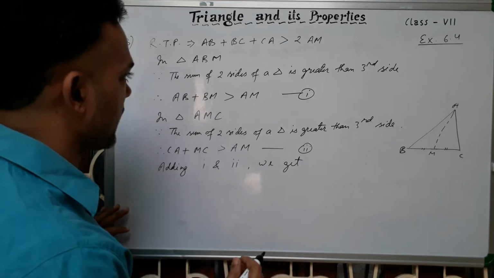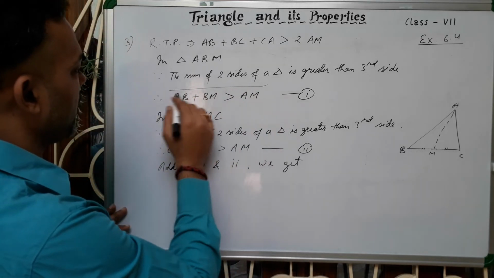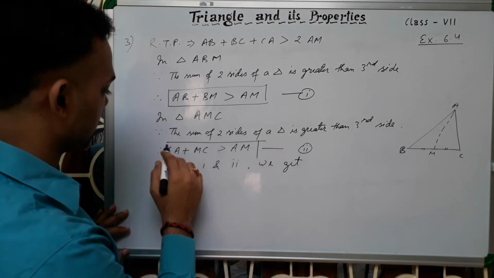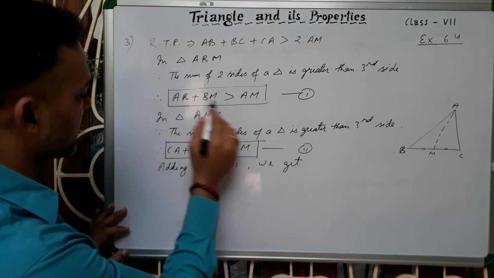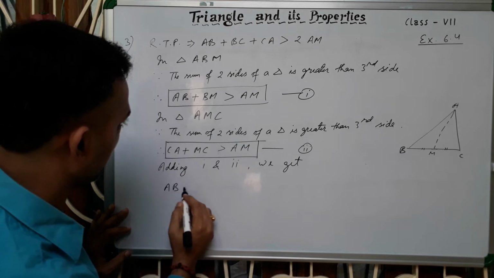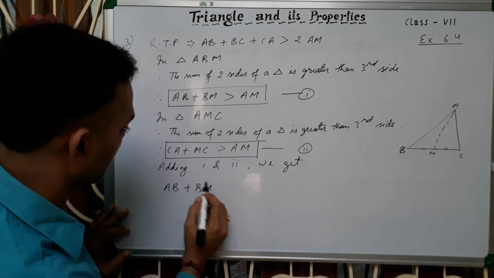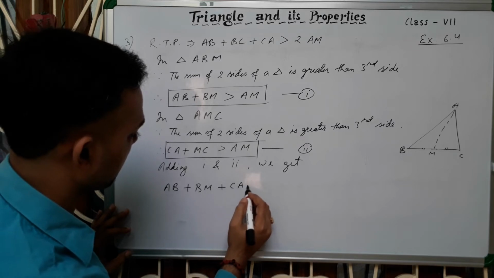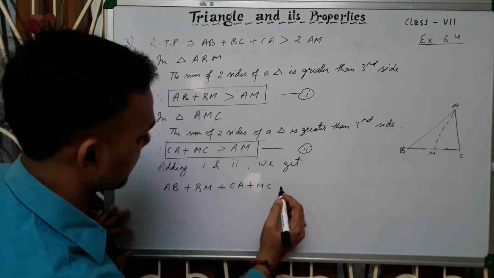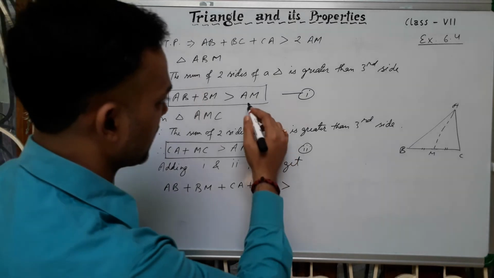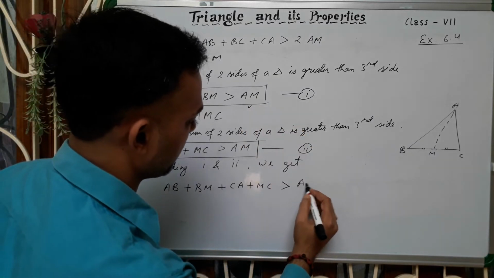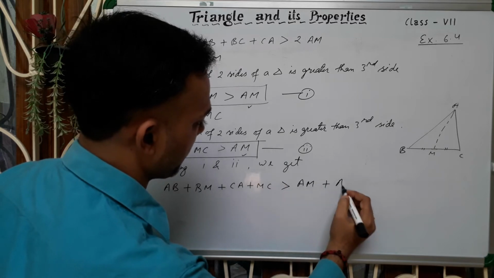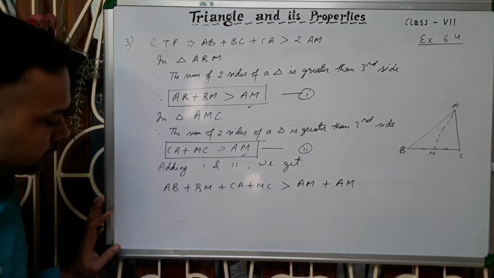What do we get when we are adding? Now see, I am adding this and this. So first I am taking this AB plus BM, then I am taking these two plus CA plus MC, then I am taking this AM of this first one and this AM of second one.